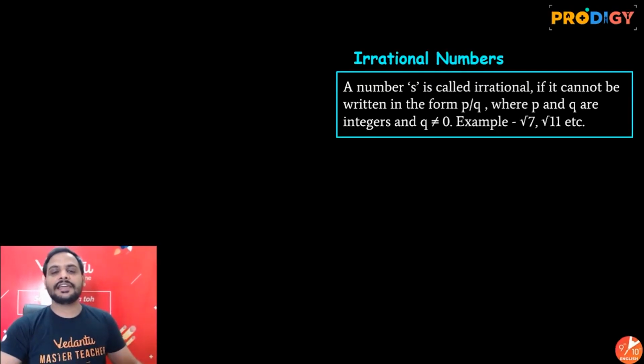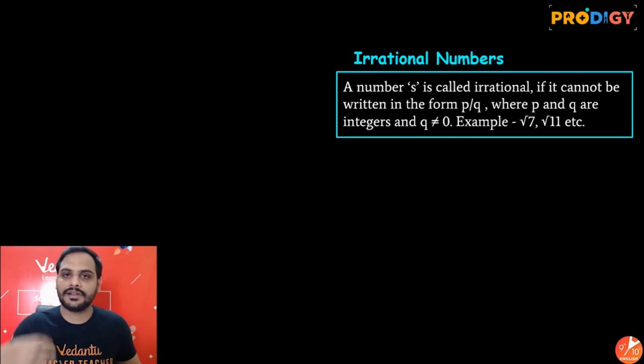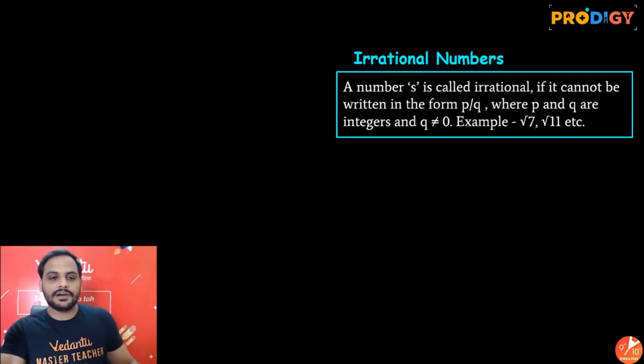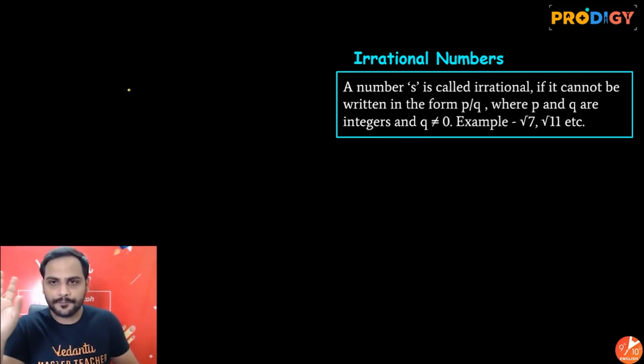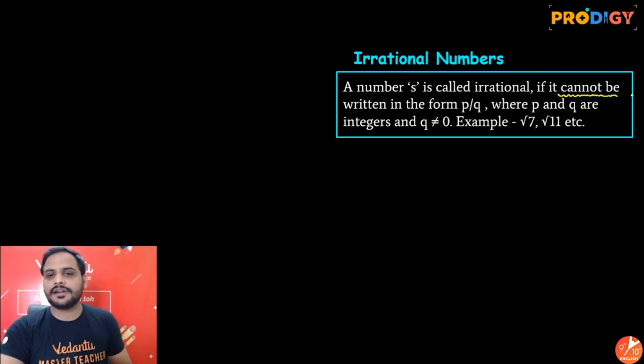Alright. So first thing, irrational numbers. Guys, what is an irrational number? If you remember, we have learned that rational numbers are those numbers which can be represented in the form of p by q, where p and q are integers, q is not equal to 0. So irrational numbers are those numbers which cannot be written in the form of p by q, where p and q are integers and q is not equal to 0. Examples are root 7, root 11, root 2, root 3, root 5 and so on.